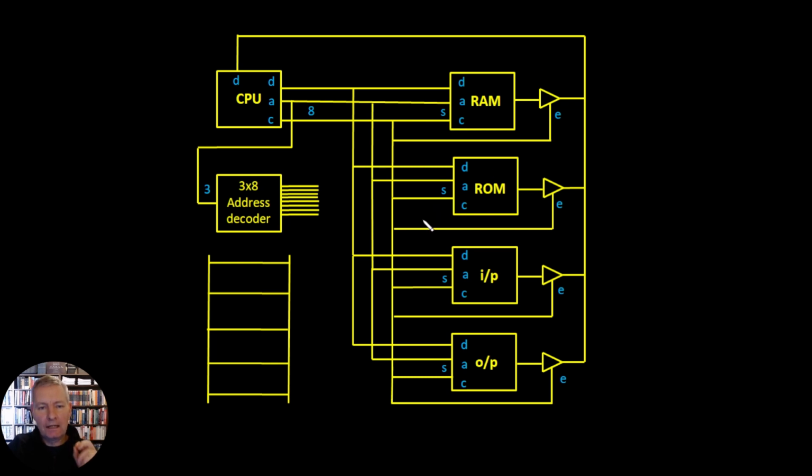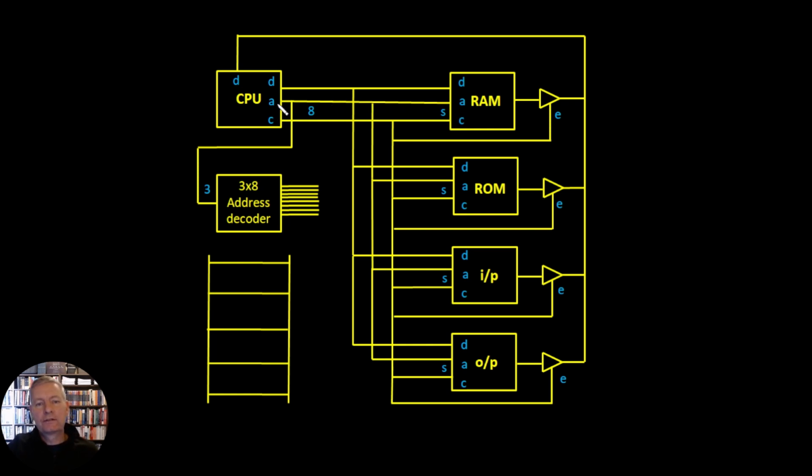So we need an extra line which will tell us whether we are going to read or write from either this device or this device or this device or this device. And the question is, where do we get that extra bit of information? Well, we can get that from the address bus.